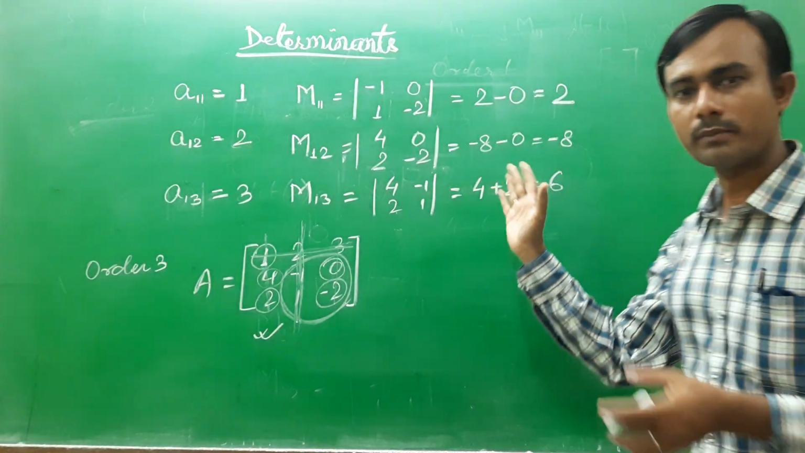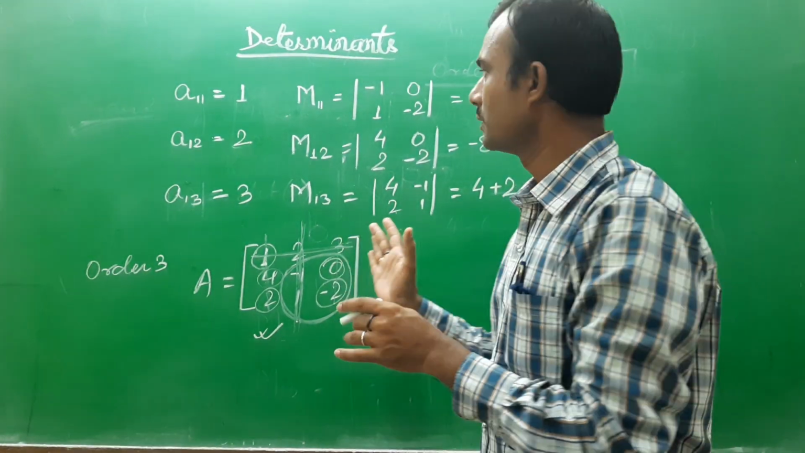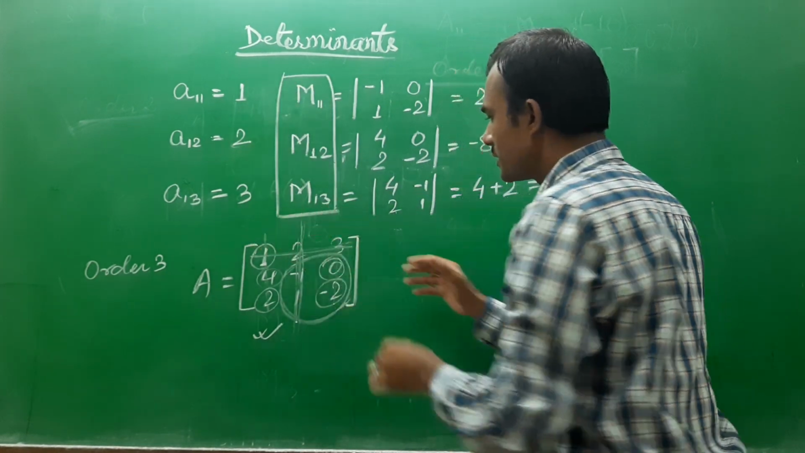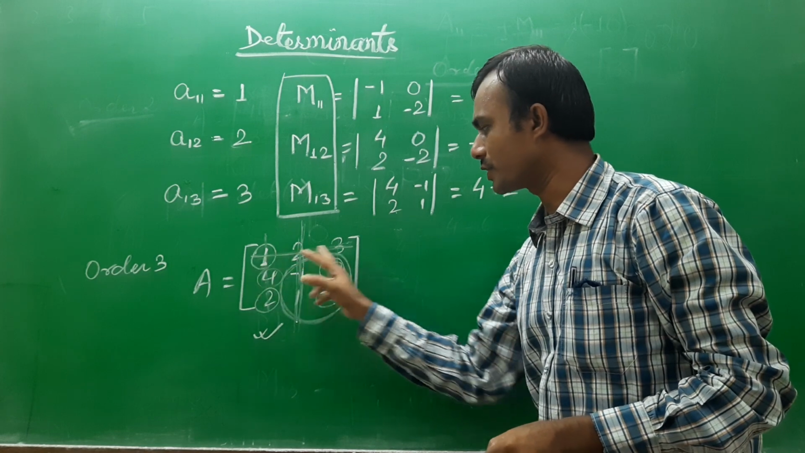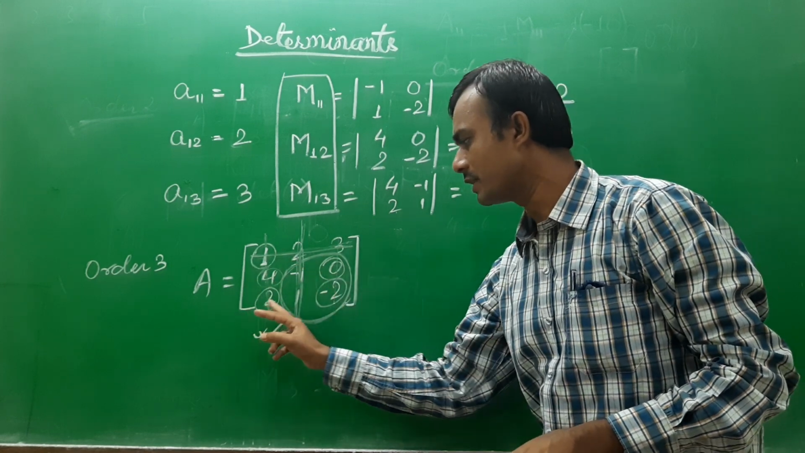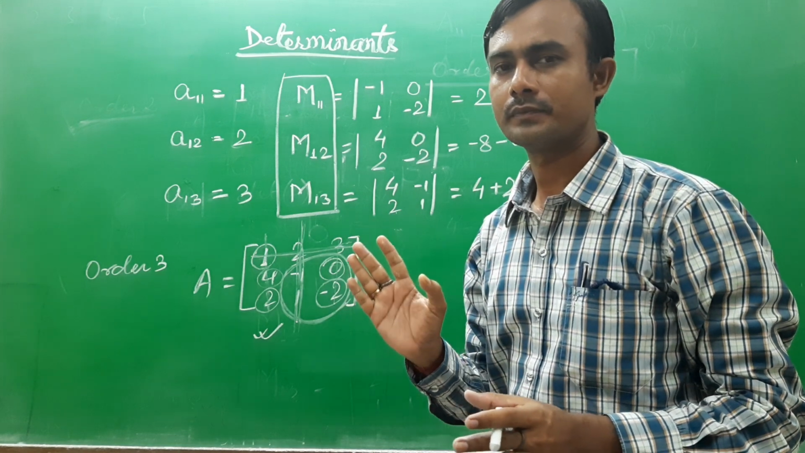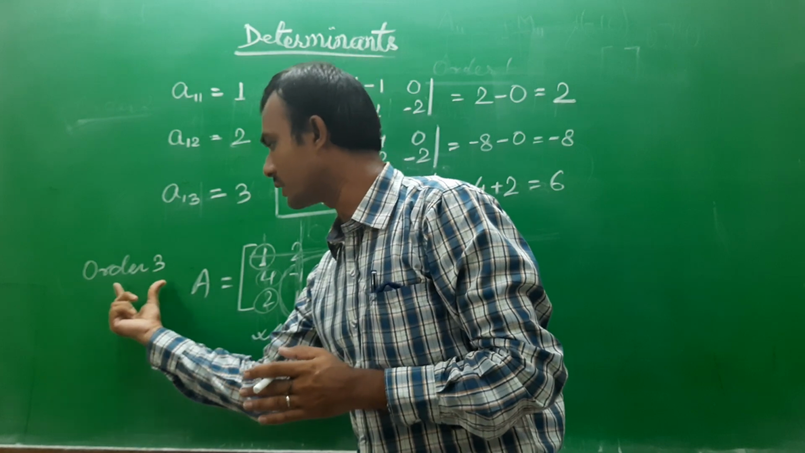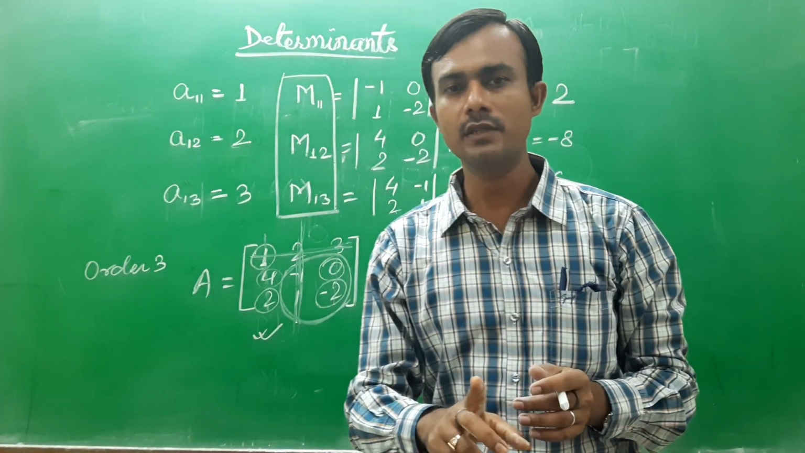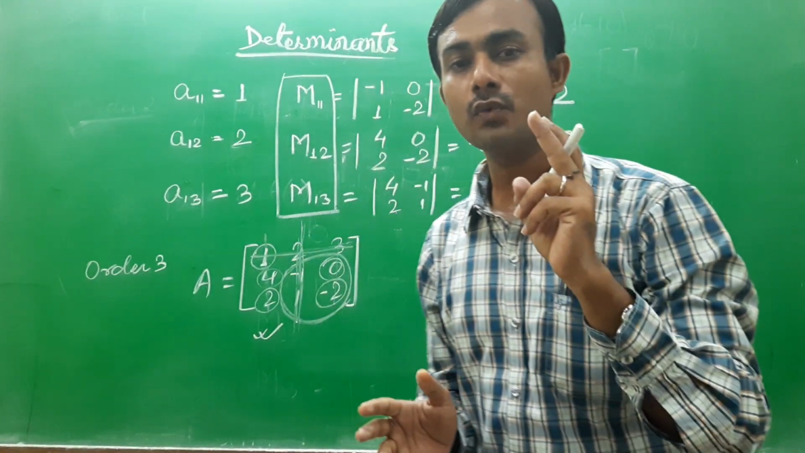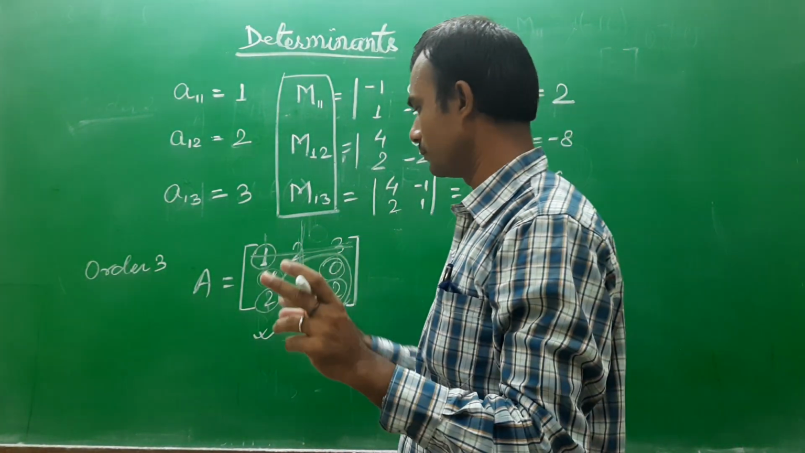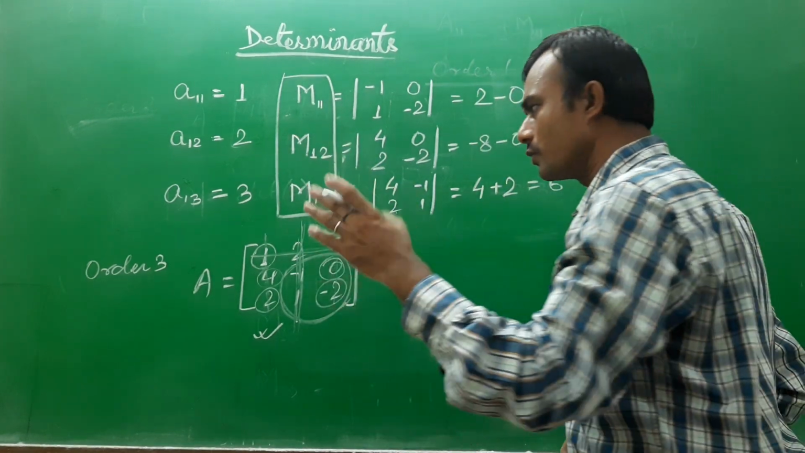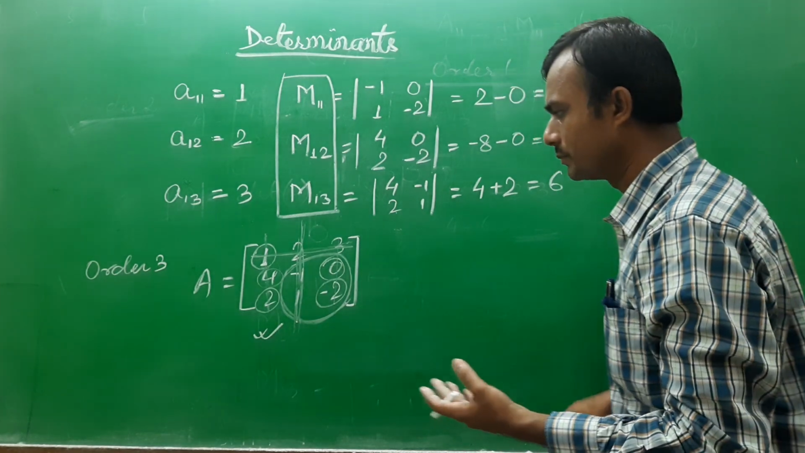Now, is it clear about the minors? How many minors are possible? Total 9: for the first row 3 elements, second row 3 elements, third row 3 elements. To find the determinant of a matrix of order 3, you need to find the minors for any one row or any one column. Here we have completed it for the first row only. If you want, you can do it for the second row, first column, or second column.